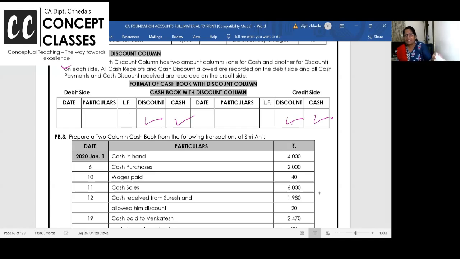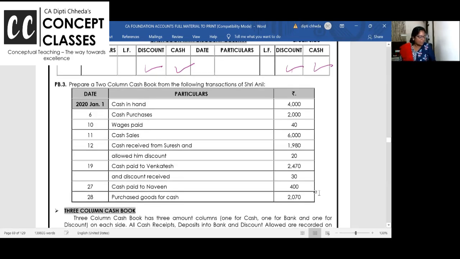I hope you are getting. I want to repeat what I am saying. In double column, though you are preparing discount column, you will not take the balancing figure of the discount account. You will take it separately. चलो discount के साथ we will make it and we will balance the discount column. I'll tell you in the question notes.